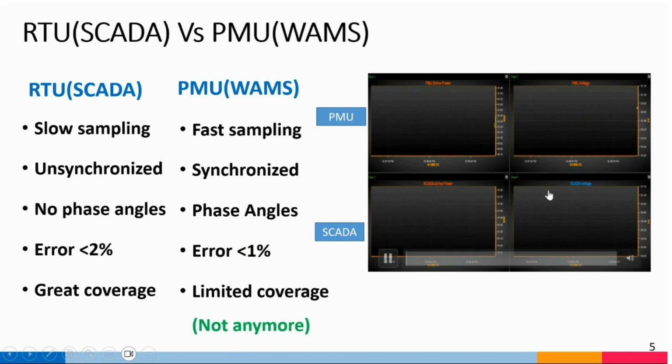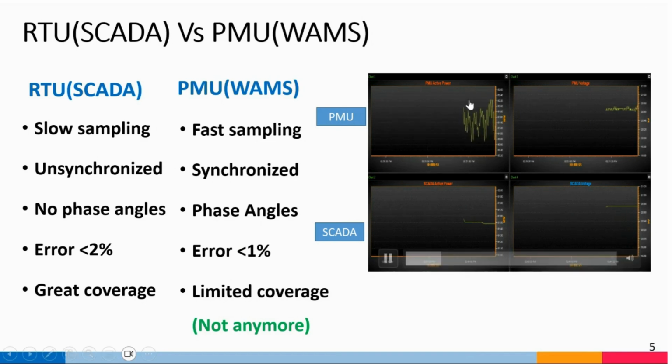Yeah, this is just one example of the PMU. One particular node is shown, and you can see the voltage of that node and the active power of one particular transmission line. These are the same quantities that are monitored from a SCADA. Below is the SCADA voltage and active power, and the upper one is what you get from the PMUs.